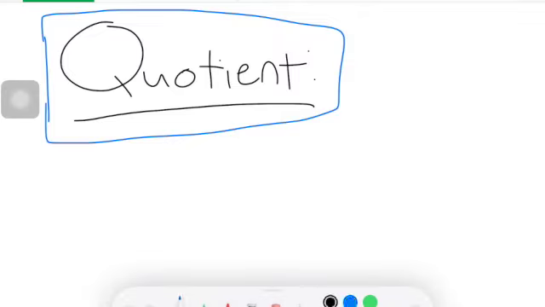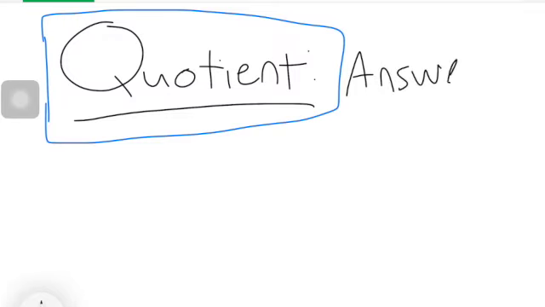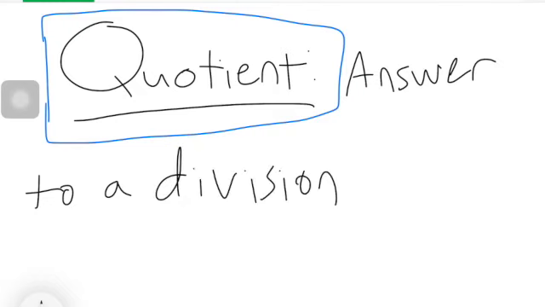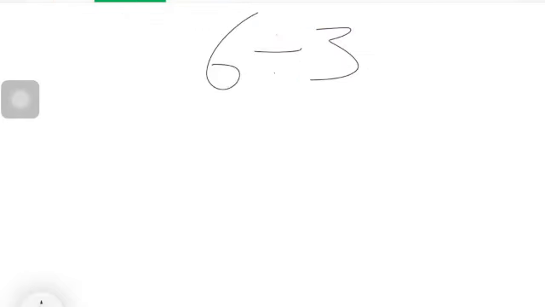Quotient. What is quotient? Remember, it is the answer to a division problem. If I ask you to find the quotient, that means you're going to be dividing. Answer to a division problem, okay? So today we're going to be looking for quotients using place value discs. So the first problem is 6 divided by 3.